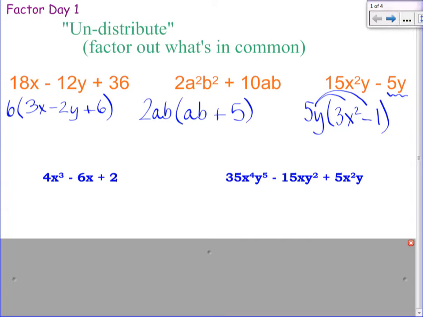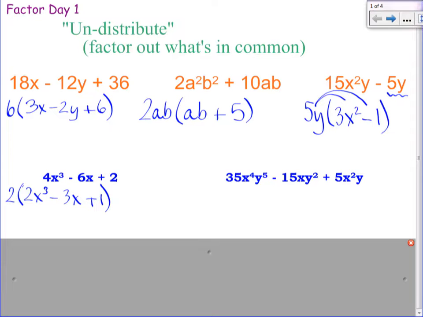This one. What's the most we can take out? 2 is all we can take out. So we've got, not 4, 2x cubed minus 3x plus 1.